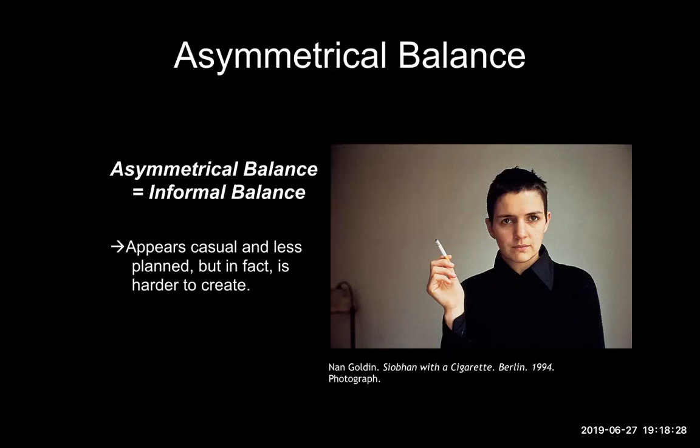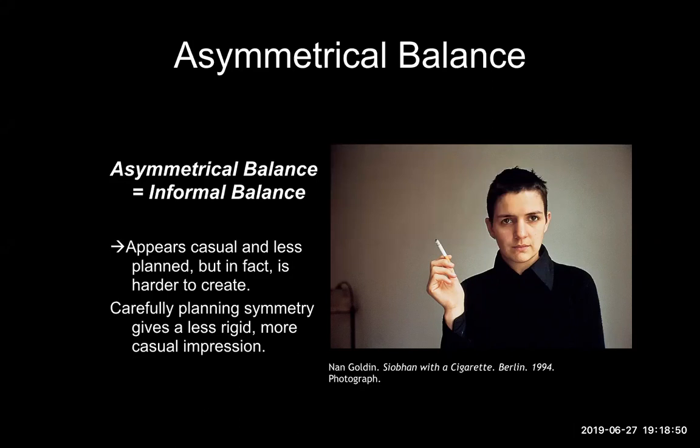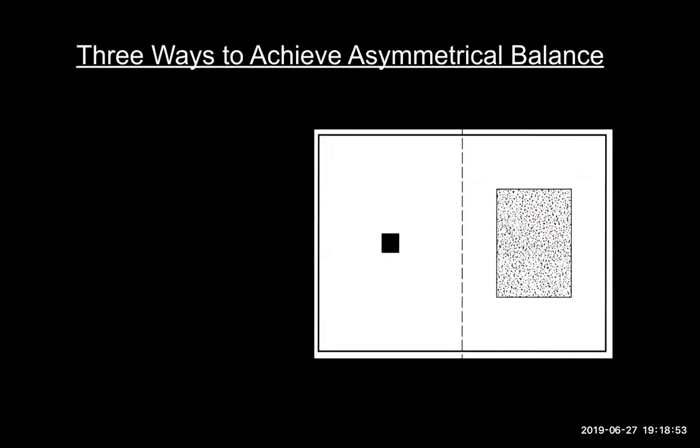It's a little bit harder to create. You have to really think about it, and you may have to experiment. This is where posting a draft up to the class can come in really handy, because they'll give you some feedback on whether or not your attempt at asymmetrical balance is working. Some of the ways that you can achieve asymmetrical balance: you can balance by value or color.